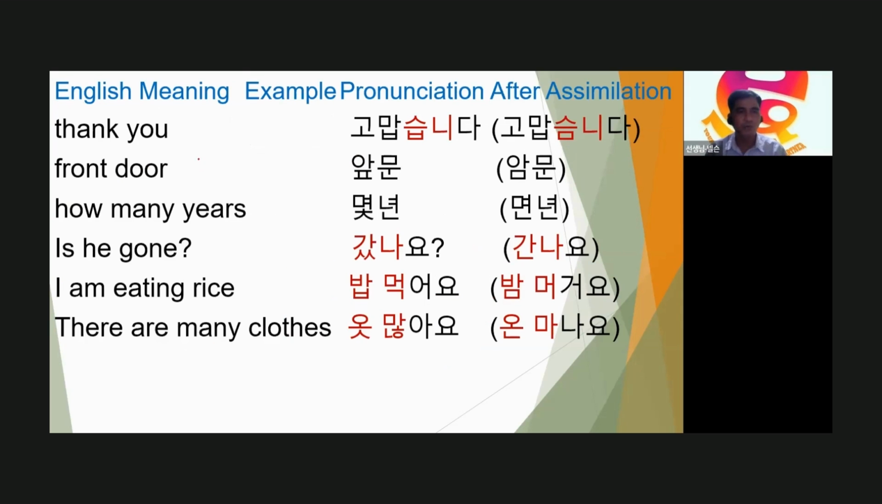Okay, so here are more examples. Thank you, instead of kamsahamnida, polite formal form. Okay, instead of kamsahamnida, the correct pronunciation is kamsamnida. Then front door, instead of ap mun. This is an up sound. Ap mun becomes amun.